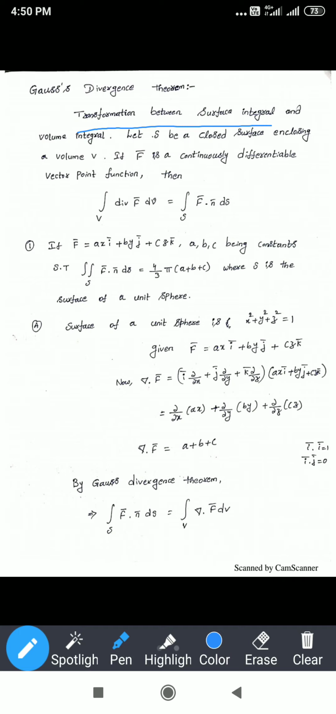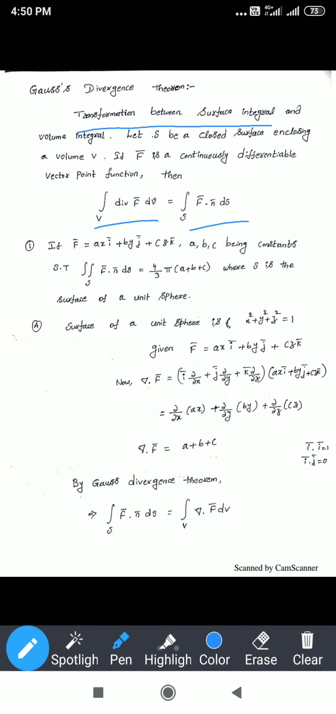Let S be a closed surface enclosing a volume V. If f bar is a continuously differentiable vector point function, then the integral over V of div f bar dv is equal to the integral over S of f bar dot n bar ds. This is the transformation, the relation between volume and surface. This is known as the Gauss divergence theorem.